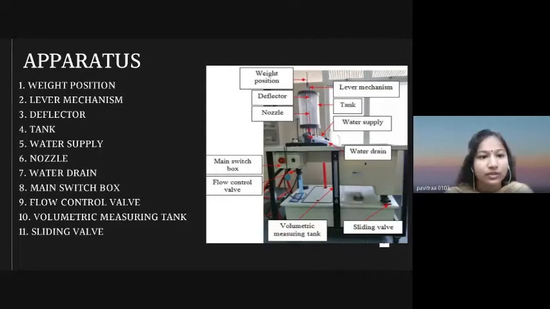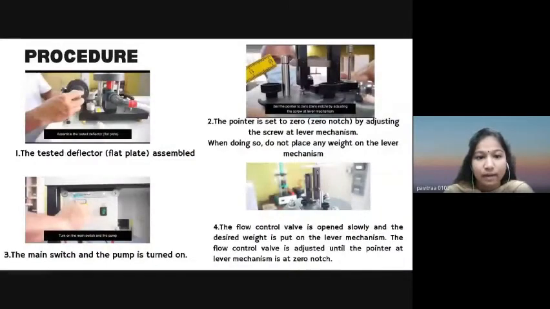Hi, I'm Pavitra. Let me continue with the apparatus used in this experiment. First, weight position, lever mechanism, deflector, tank, water supply, nozzle, water drain, main switch box, flow control valve, volumetric measuring tank, and lastly sliding valve. The figure shows the apparatus set up for the jet forces measurement test bench.